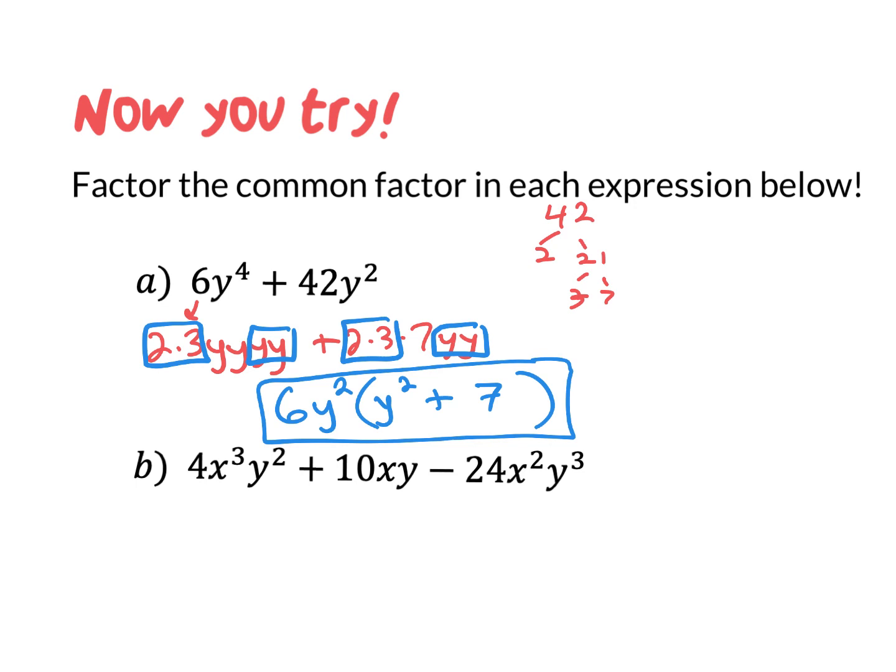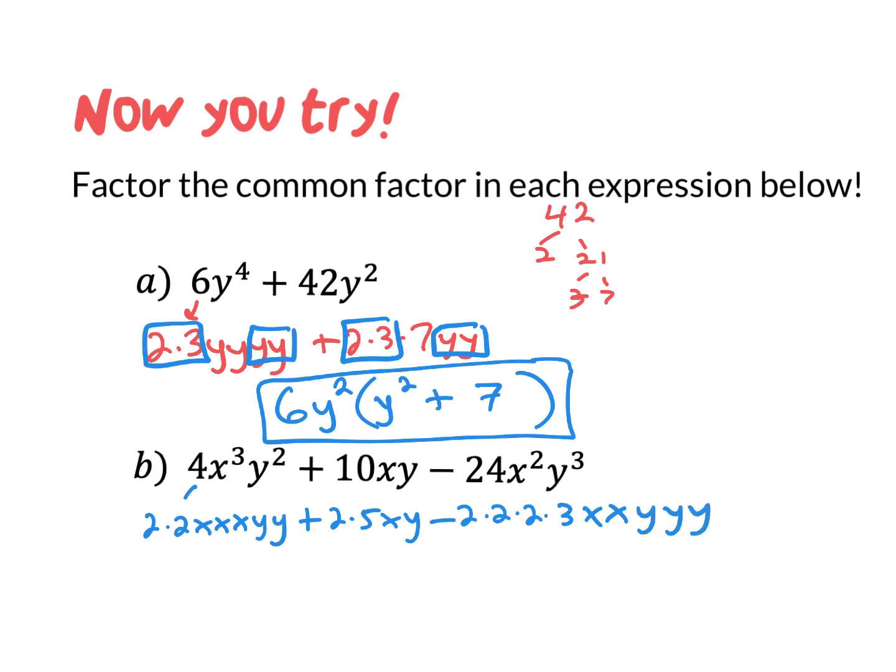In letter B, if I break each term down, 4 can be written as 2 times 2. X cubed is 3 x's. Y squared would be 2 y's. Plus, if I break down 10, that's 2 times 5 as a prime factorization. And really, there's nothing I can do with the xy, so let's just write it as xy. And then the last term, 24, can be written as 2 times 2 times 2 times 3, I believe, if you do that factor tree. X squared can be 2 x's, and then y cubed is 3 y's.